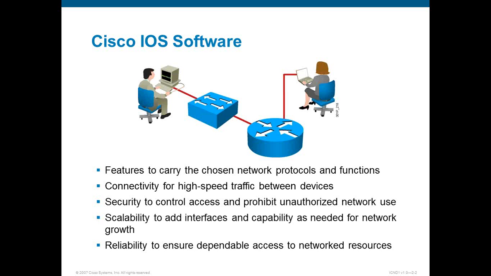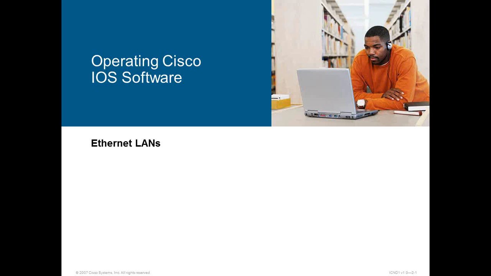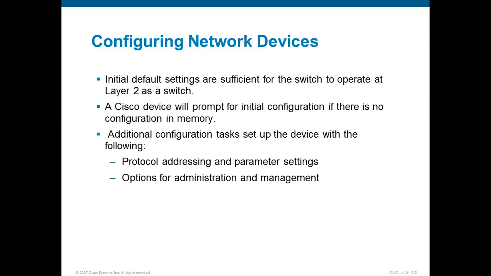In this chapter we are going to talk about what the iOS features are, what kind of devices we have, and what kind of modes we have. So how this operating system is going to work. Okay. So features to carry the chosen network protocol and functions. So what are the features we have and how the network protocol is going to function. Connectivity for high-speed traffic. So how many types of devices and connectivity types do we have? In the physical device we have the router. What types do we have? So it's going to talk about all this stuff.